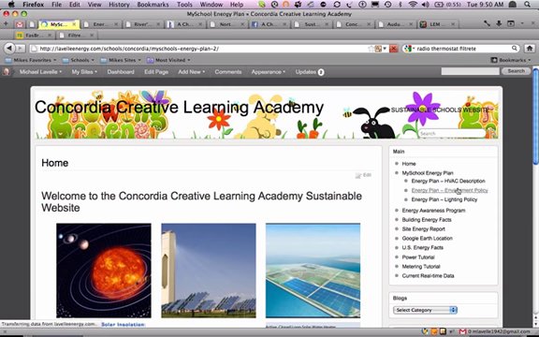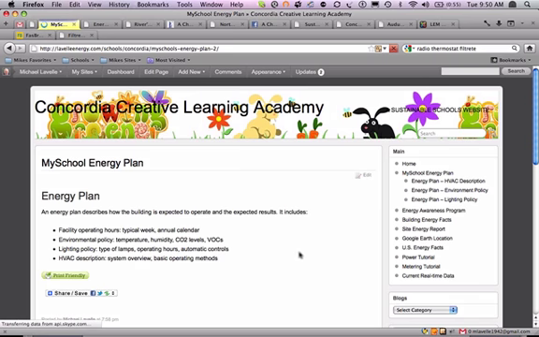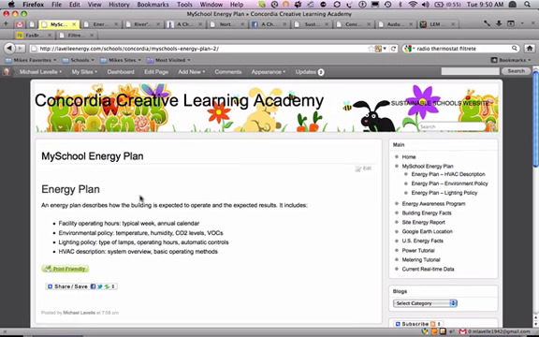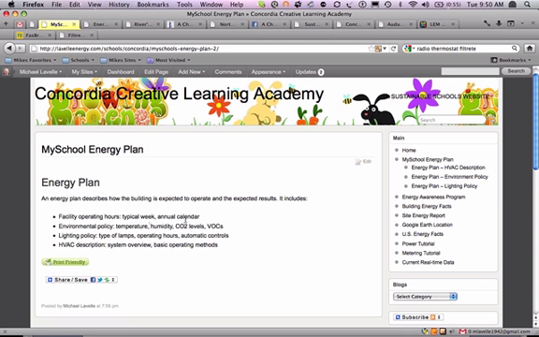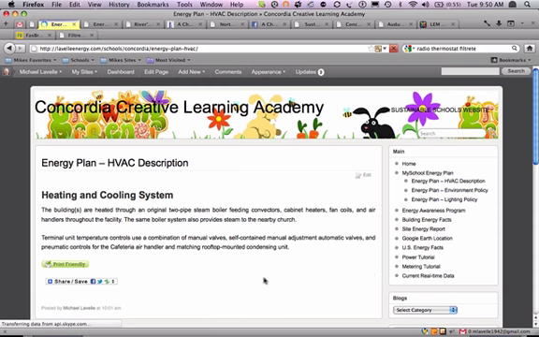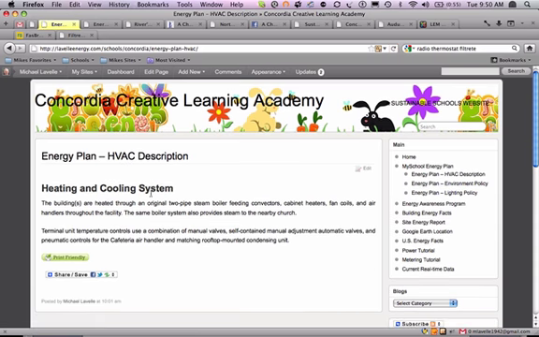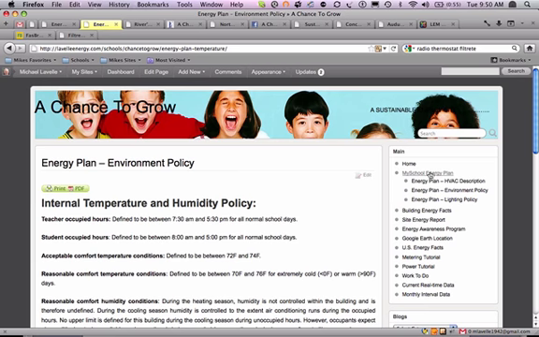In this particular case, we're starting with the school energy plan. And the energy plan is an overview of what we expect the facility to use in the way of energy controls and energy matters. To do that, we have to explain the HVAC equipment installation. And this is a fairly brief one. For Concordia, they don't have much gear there. If I switch over to A Chance to Grow, we can look at more of the details.